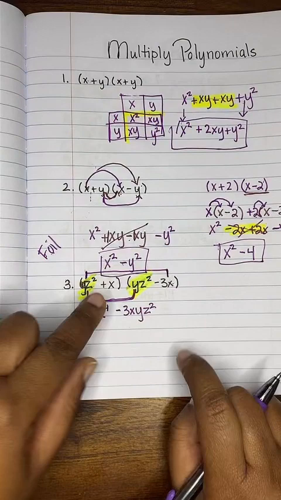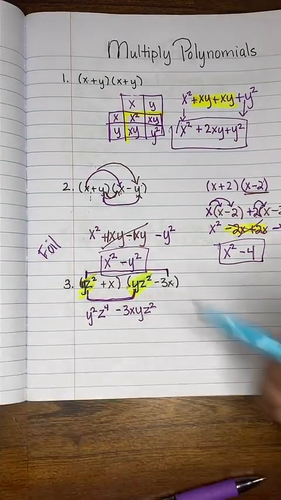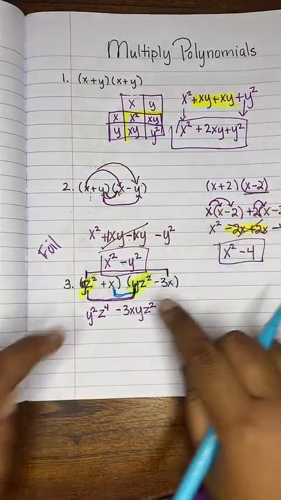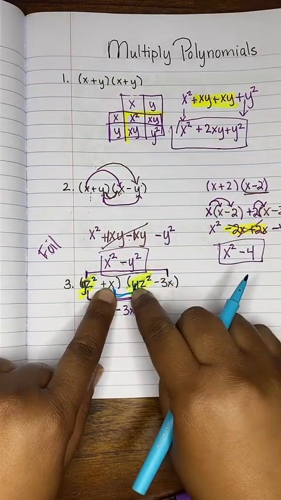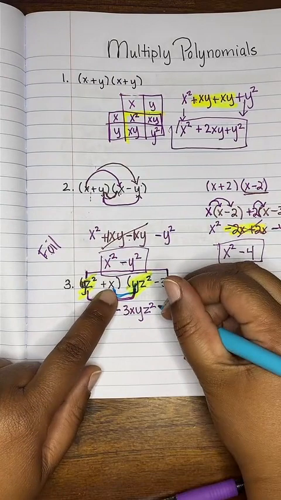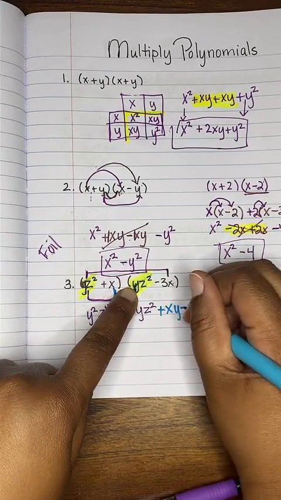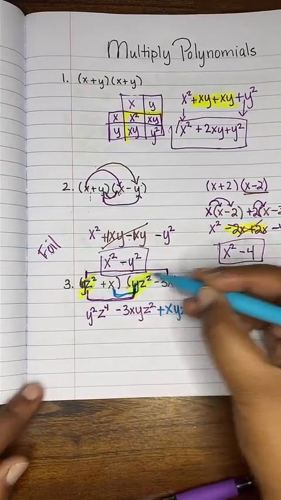Then the inners. So let me go here. We're going to put the inners together here, okay? So we're going to do x times yz squared. So we just write it all together because there's nothing alike. So we say x yz squared. Okay, those are my inners.